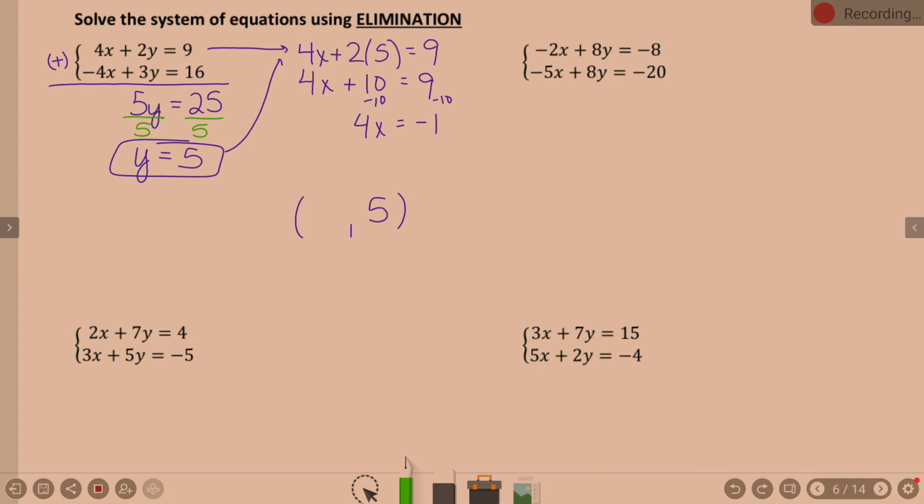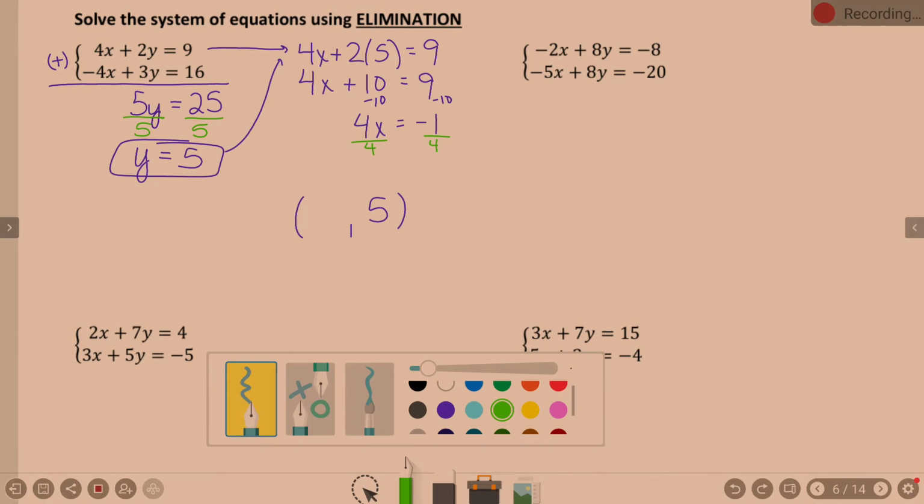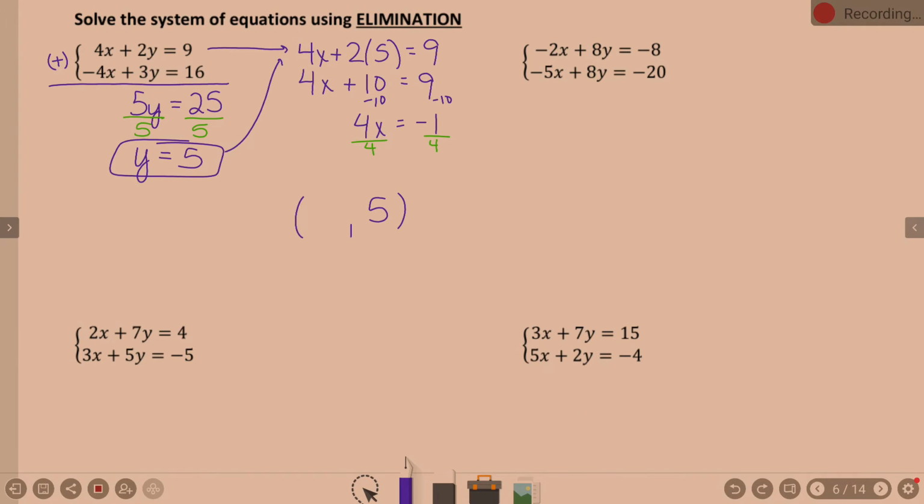Does it matter at the end? No, we're not graphing it. We're not doing anything with it. It's just our answer. So this is a great place to have a fraction. I don't have to work with it. So negative 1 divided by 4? Negative 1/4 is a perfect answer to me. And so that gives me my x value of negative 1/4. So final answer, negative 1/4, comma 5.